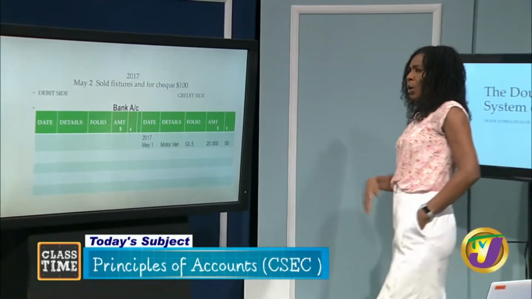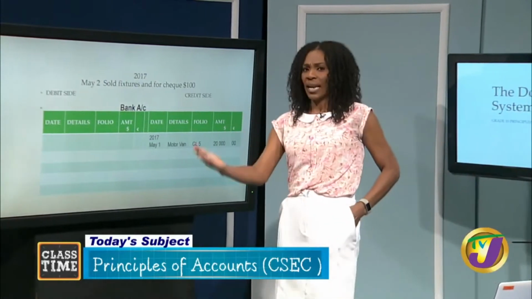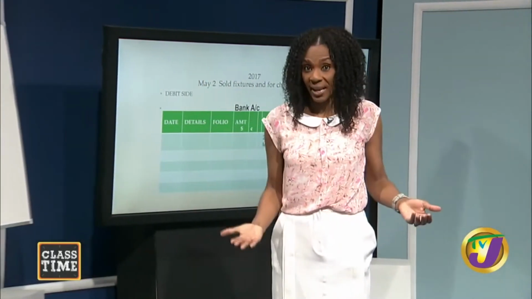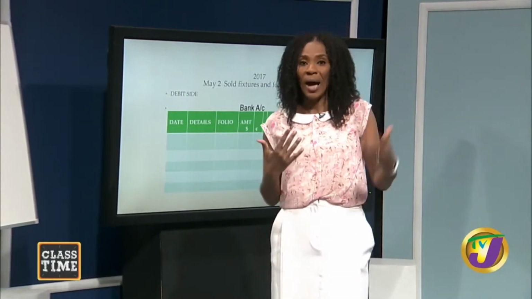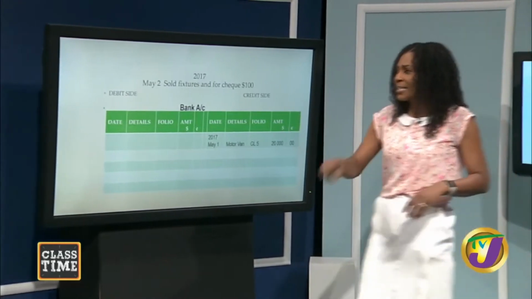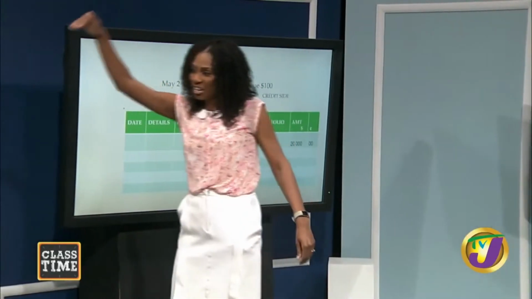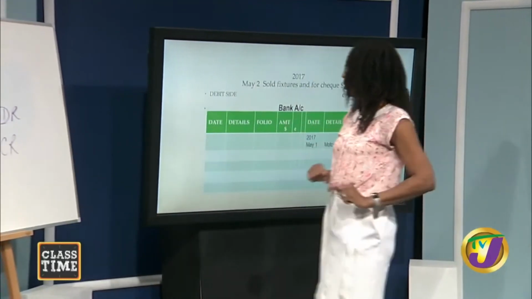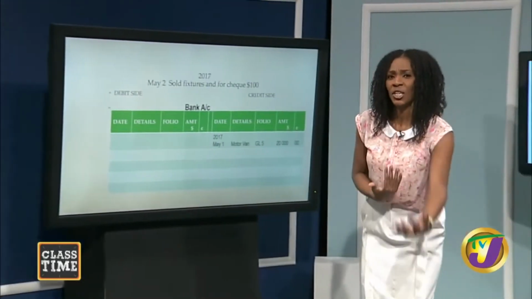Now, fixtures and cheques are also classified as assets. When you sell the fixtures, do you have more fixtures or do you have less? You've sold. You have less. Good. The rule again for assets. Whenever there's a decrease, what do we do? Credit. Good.